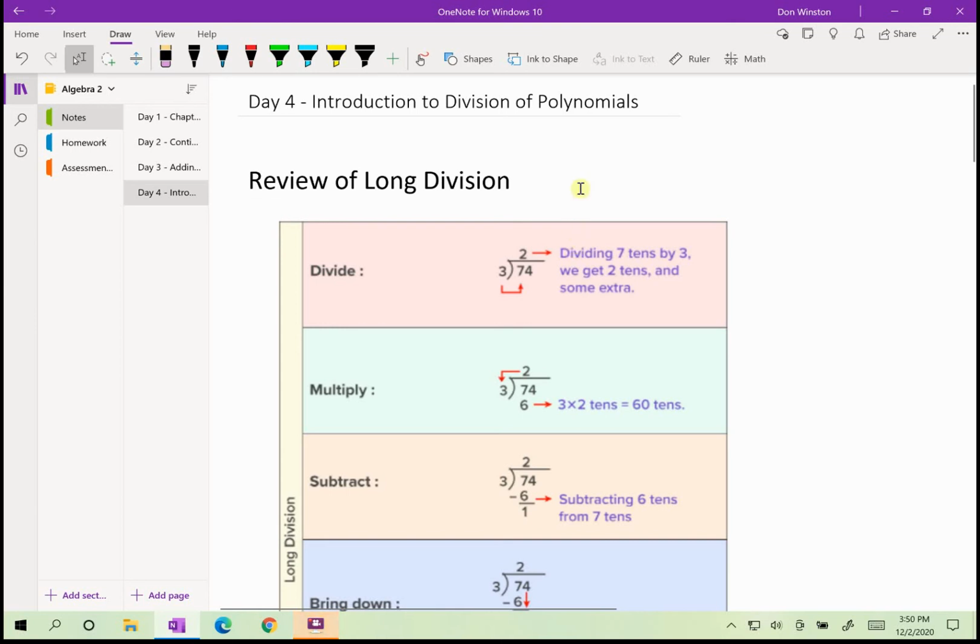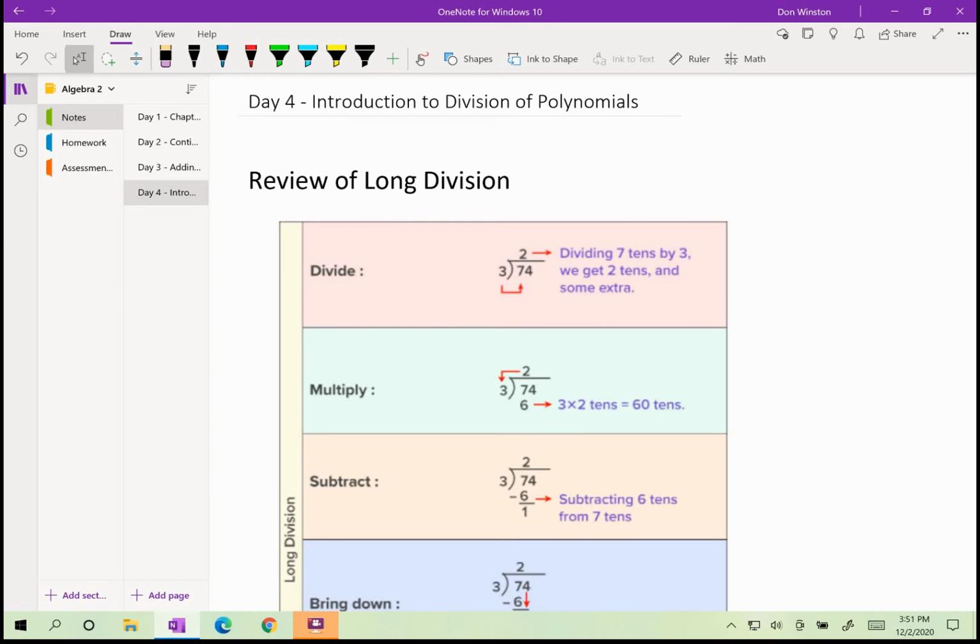Okay, good morning, everyone. Day 4. We'll begin the process of division of polynomials. Yesterday we looked at adding, subtracting, and multiplying polynomials. Today we'll begin the process of division of polynomials. It's a little more involved, so I'm going to break this up into 2 lessons, day 4 and day 5.